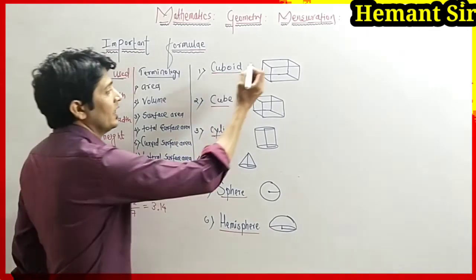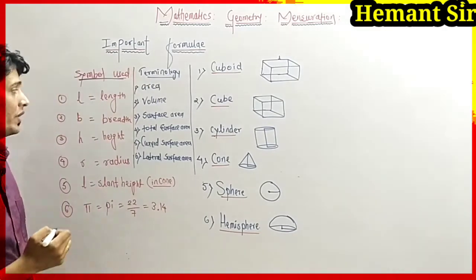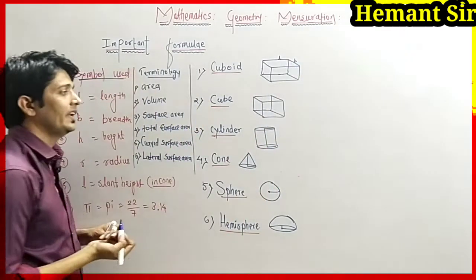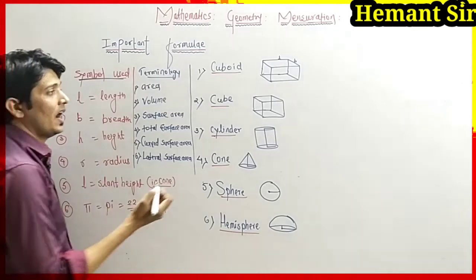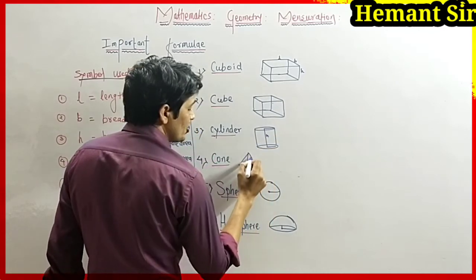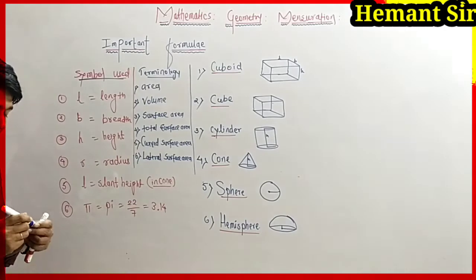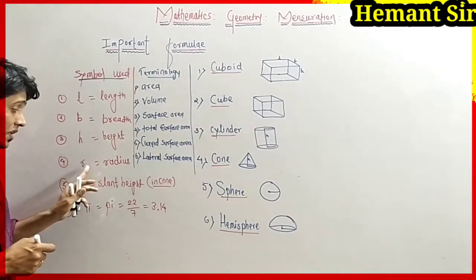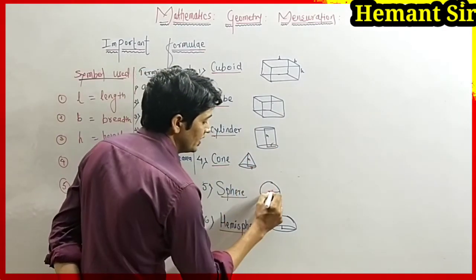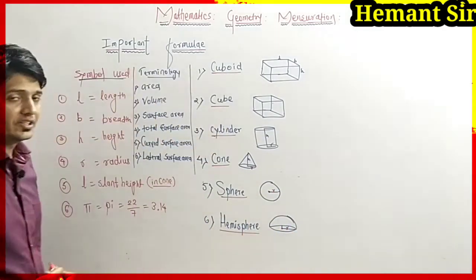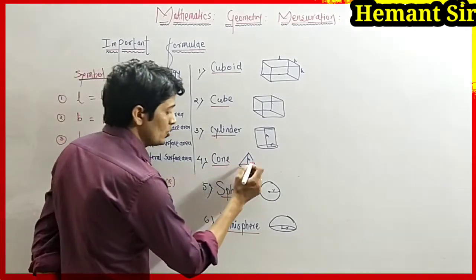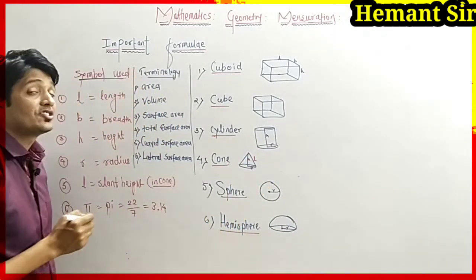So here we are going to use the length. Then for the breadth we use the small b to represent it. Then the height is represented by the small h, here again small h, here again small h. Then r is used for the radius; here it is radius, here again radius, and also radius. Then L is again used for the slant height in case of the cone.